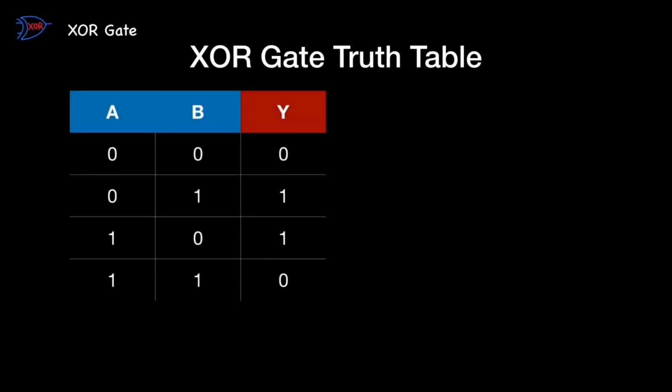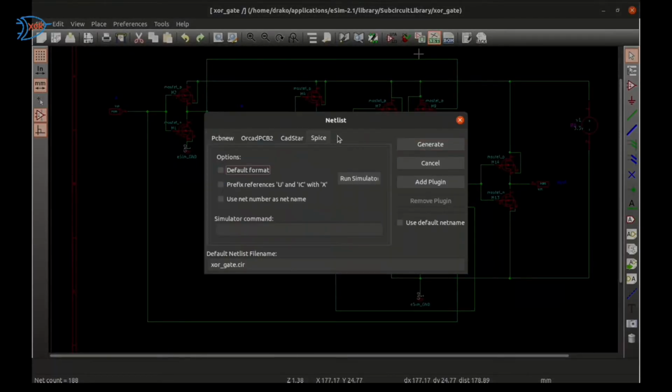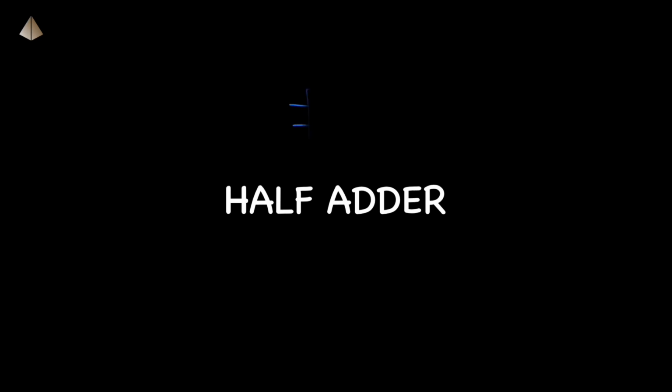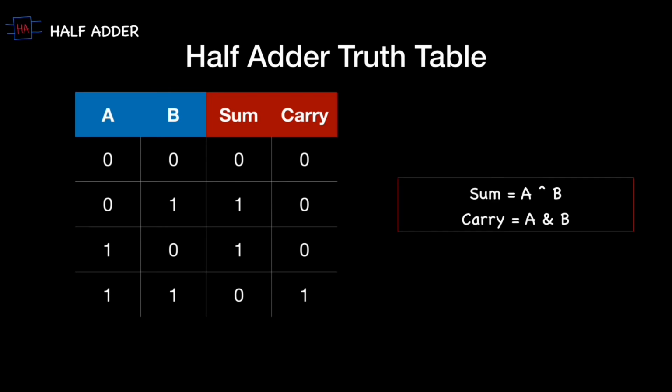XOR gate. The output of XOR gate is low when both the inputs are similar and high when the inputs are opposite. Perform the steps mentioned in the previous method to design the subcircuit, a component, and then generate the SPICE netlist. We can now design a half adder circuit. Half adder. It has 2 inputs and 2 outputs. The output sum of a half adder is high when both the inputs are opposite. The output carry is high when both the inputs are high.